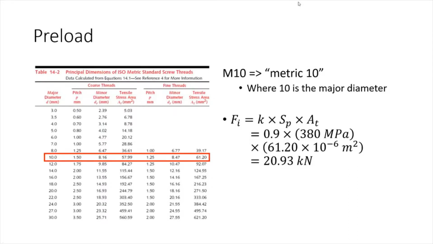We can then convert square millimeter to square meter by multiplying the value by 10 to the power of minus 6. Then we plug in the values to the formula given to find that the preload is equal to 20.93 kilonewtons.